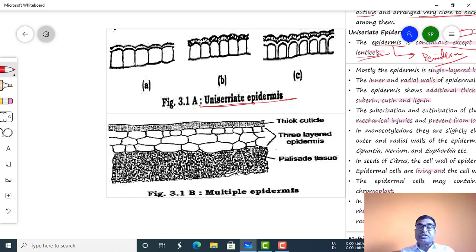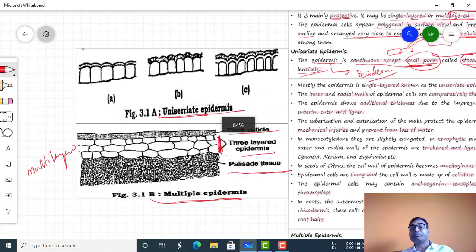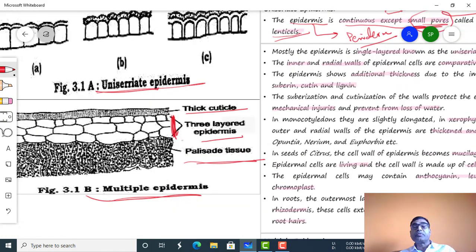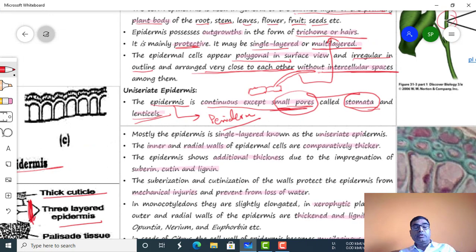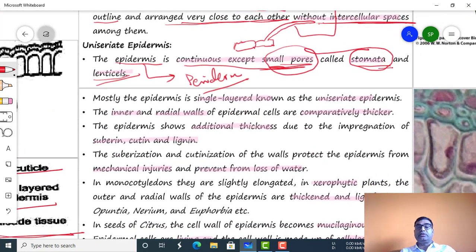If you see here, this is a cuticle and 3 layers of epidermis, and then the palisade tissue. This is a multiple epidermis or multi-layered epidermis. Just see here about the uniseriate epidermis. Mostly the epidermis is single layered, and if a single layered epidermis is present, then it is called a uniseriate epidermis.